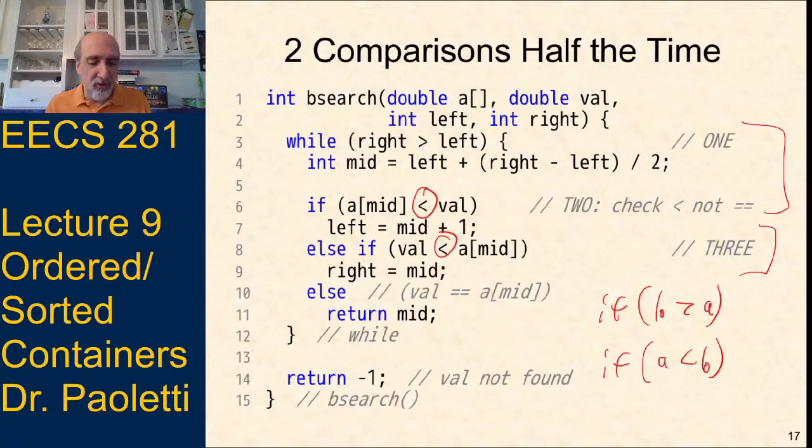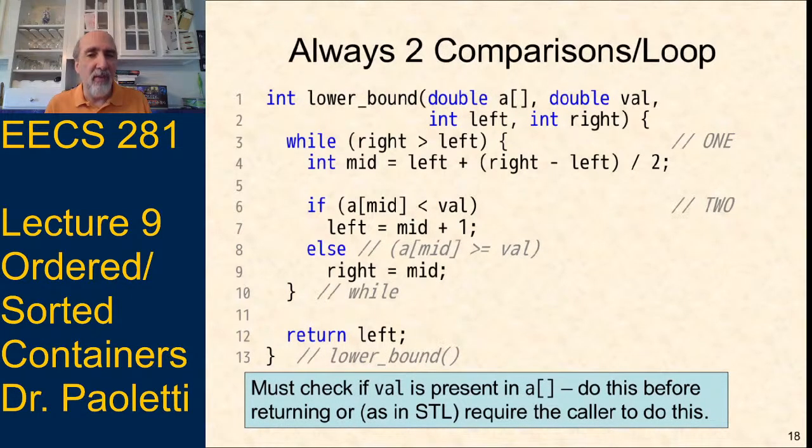So there's our first change, is reorder a little bit. Second change is there's no longer a test for equality in this function. So we say, as long as right's greater than left, so that didn't change, we figure out the midpoint. If A sub mid is less than the value, we move left, else we move right, and that's it. And then when we're done, we return left.